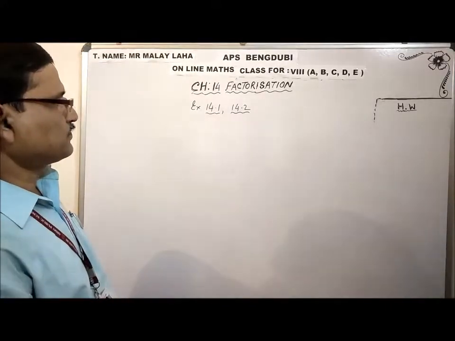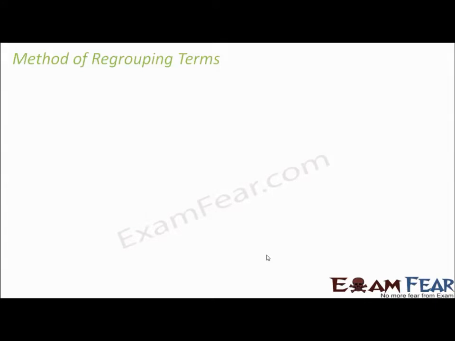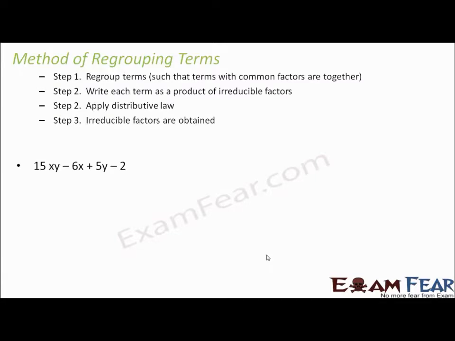So what do we mean by regrouping terms? Basically we have multiple terms in the expression and we group the terms based on common factors, based on whichever 2 terms have more in common, we group them together. Let us take one example: 15xy minus 6x plus 5y minus 2. There are a total of 4 terms in this expression. Our first step would be to regroup terms such that terms with common factors are together.